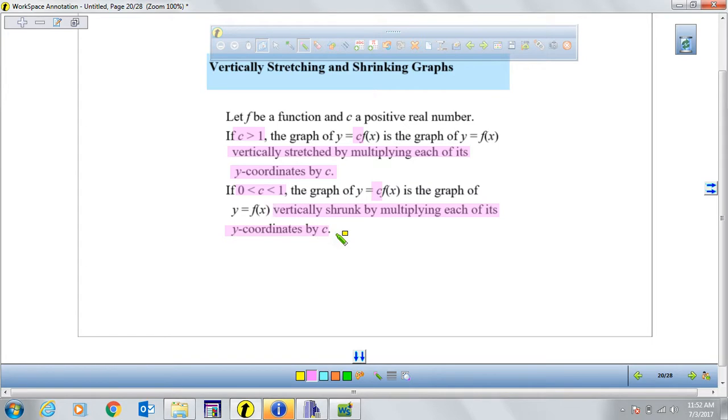Now, vertical stretch is basically telling you that it's going to make the y values bigger, and the vertical shrink is telling you that it's going to make the y values smaller. Okay, that's basically what's going to happen.